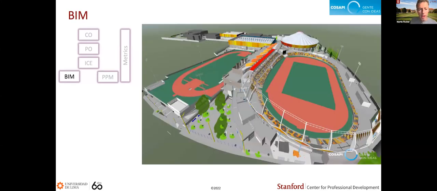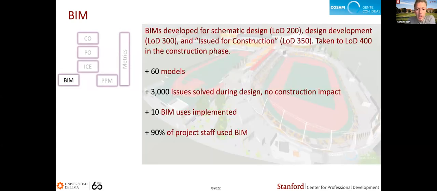They used BIM to really show each of the venues and how they fit together, to coordinate them. All in all, they used several levels of development, so-called 200 for the schematic design, then 300 for design development, and issued for construction at 350, and then taken to the fabrication construction level in the construction phase. They had over 60 models, over 3,000 issues solved during design, 10 major BIM uses were implemented, 90% of the project staff was working with BIM.